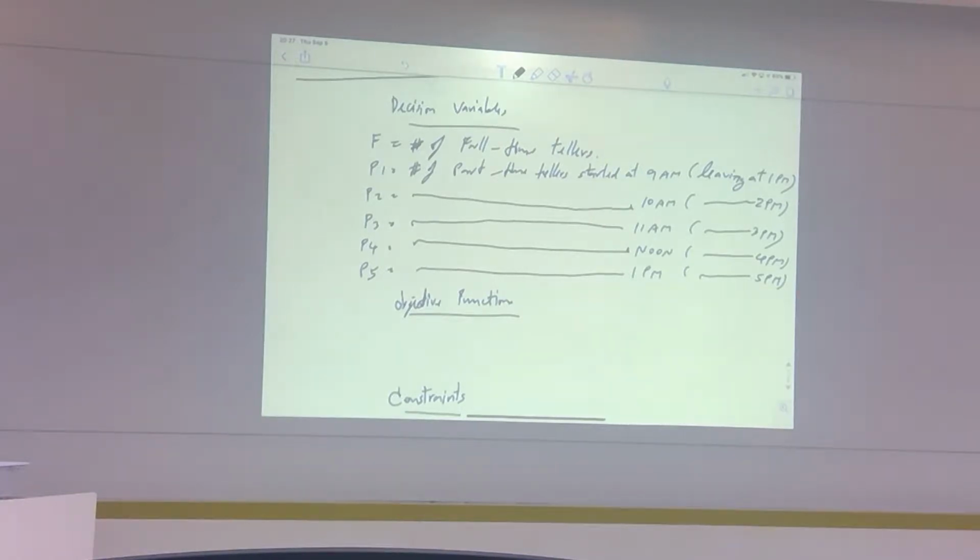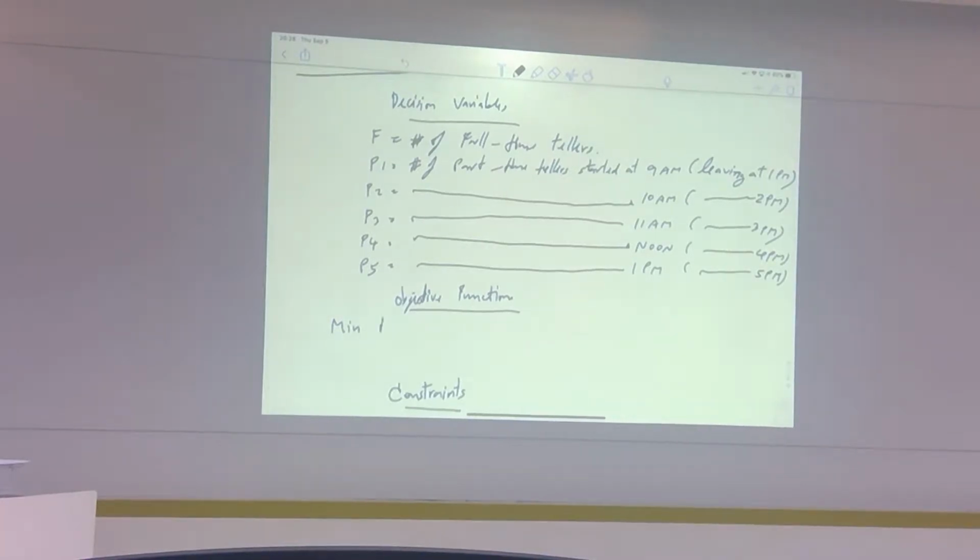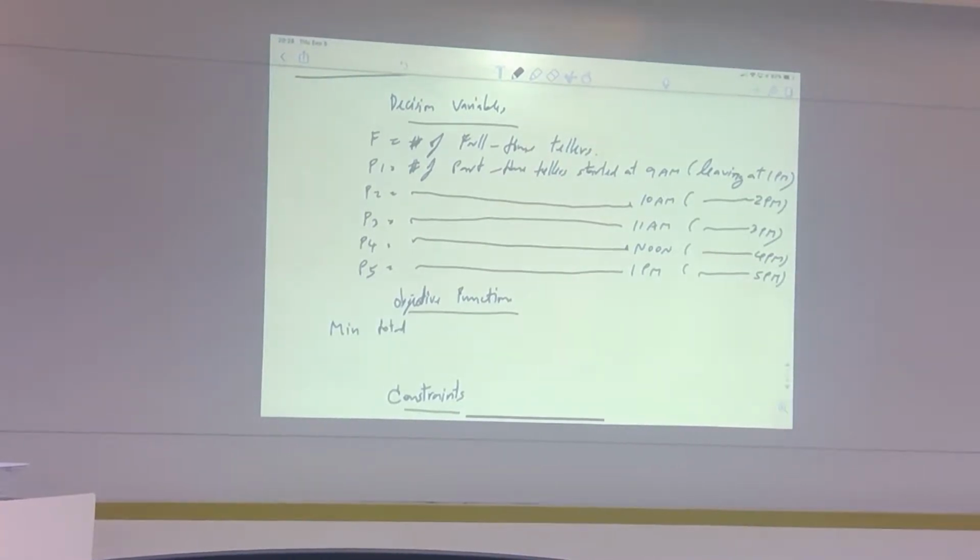So the bank would like to set up a schedule that minimizes the total personnel cost. In this case, even though they have full-time and part-time, each of them has a different cost, right? So then we need to combine it as the total personnel cost, and we want to minimize. So the objective function is to minimize the total daily personnel cost.